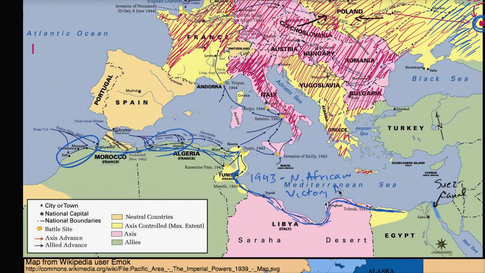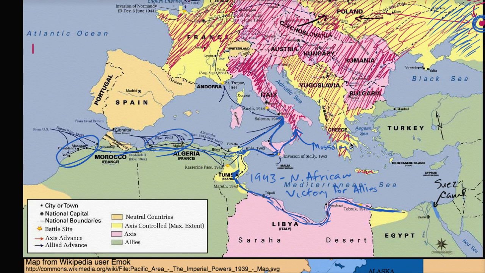Victory for the Allies. And then they're able to use this as a base of operations to invade or to attack Italy. So in July of 1943, you have the invasion of Sicily. And then you have actually going to the Italian mainland, Salerno. So this is all happening in 1943, which causes mid-year for Mussolini and the fascists to be deposed in Italy. So this is a big deal.